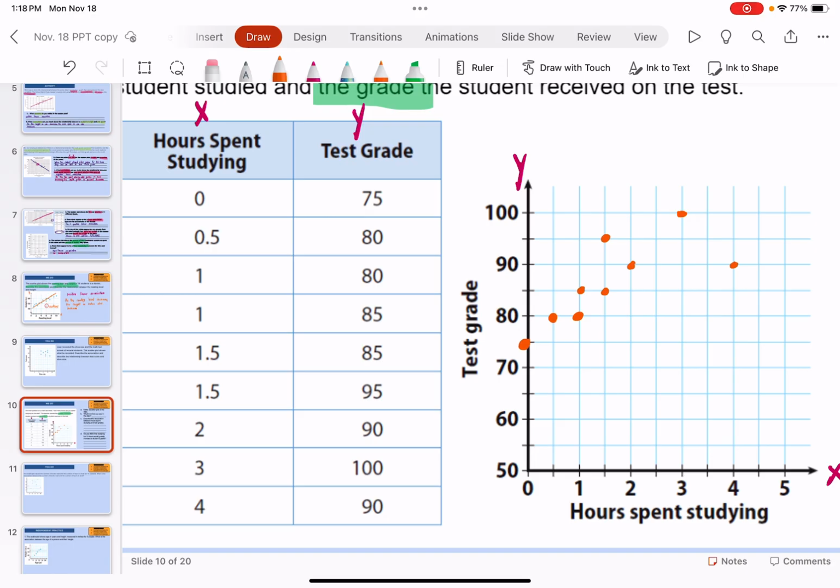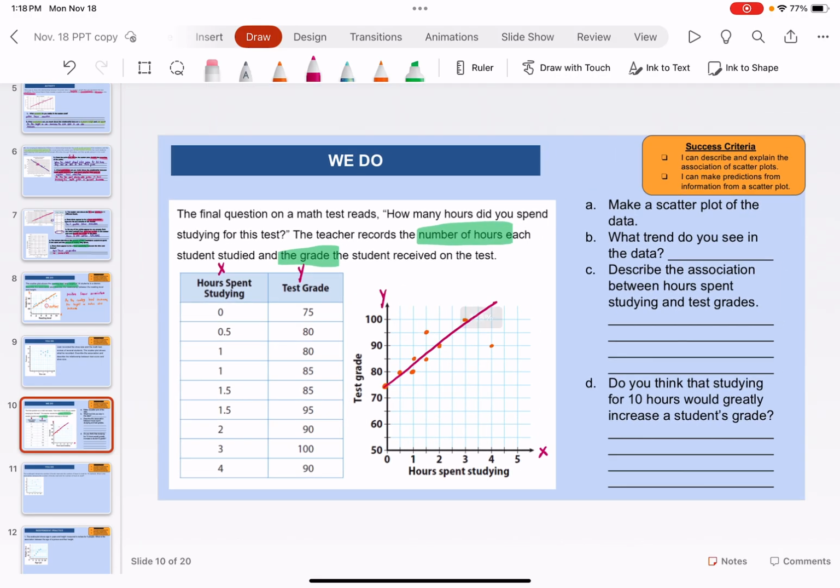And then from here, we're going to have to go ahead and draw a line of best fit. So this one is not a good line. Let me try that again. This one's not much better. 1, 2, 3, 4. Well, this is the best I can do for now.